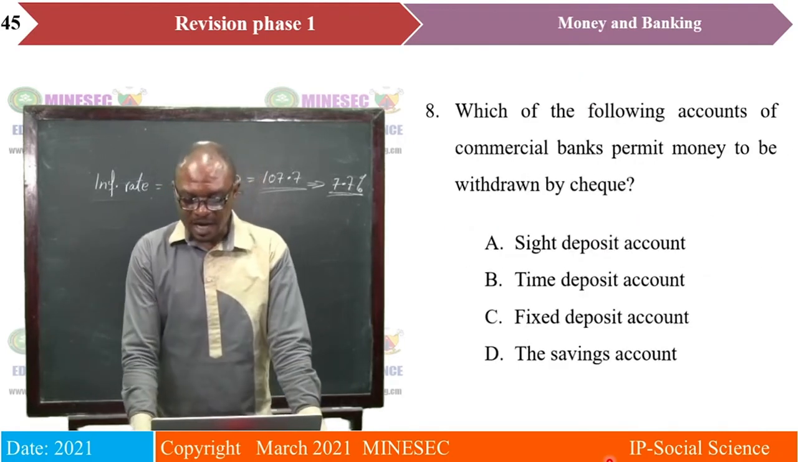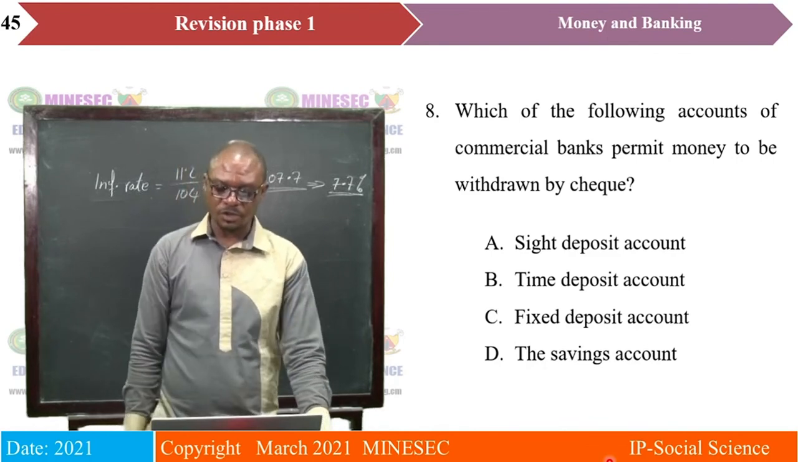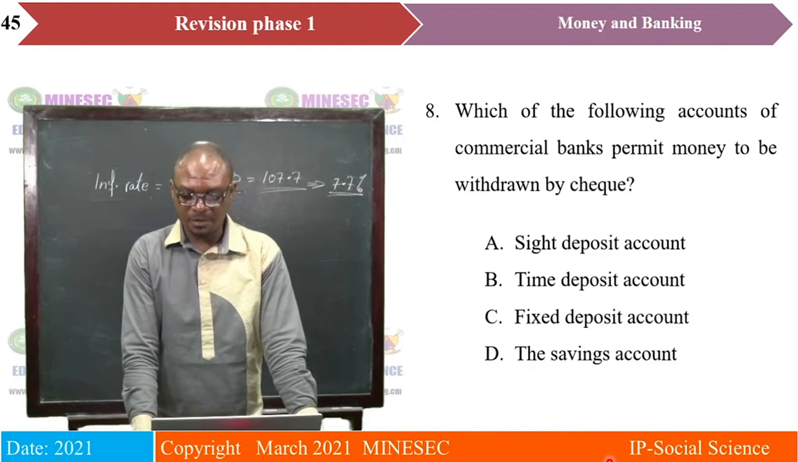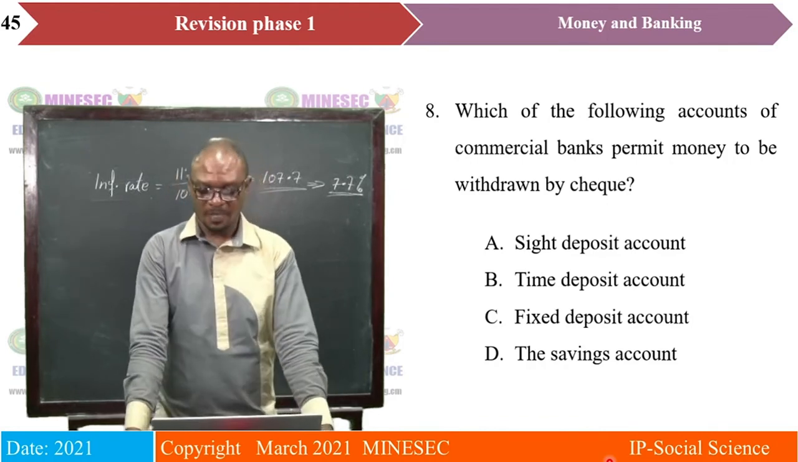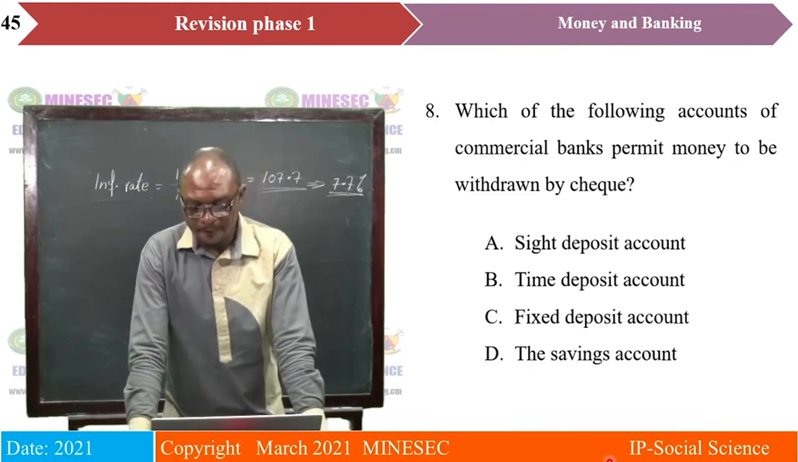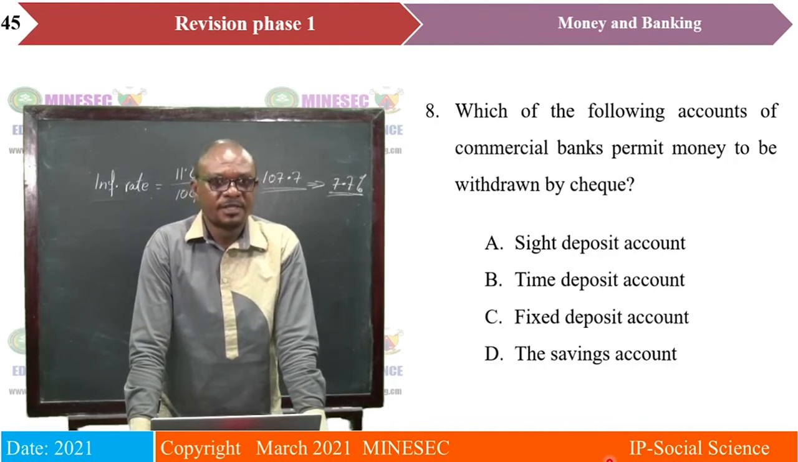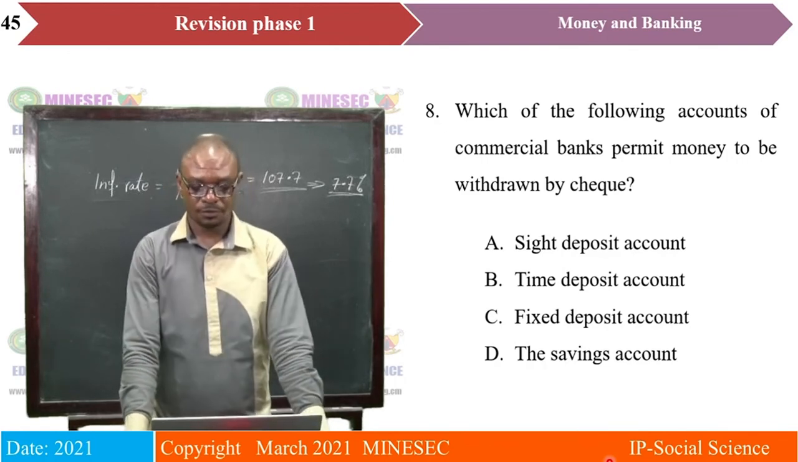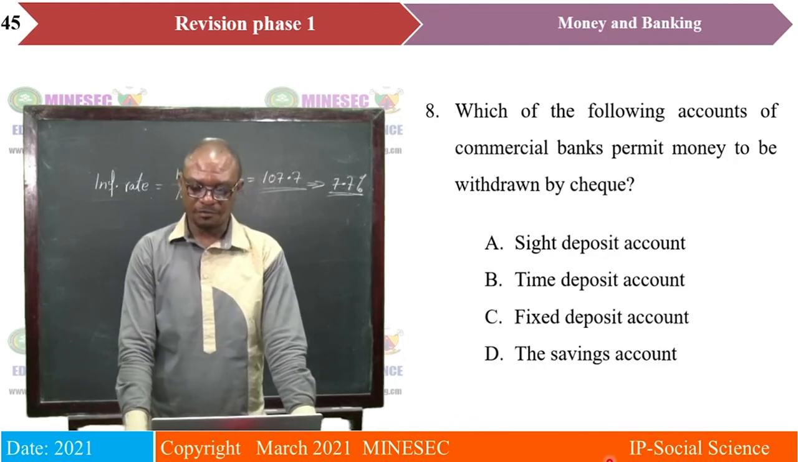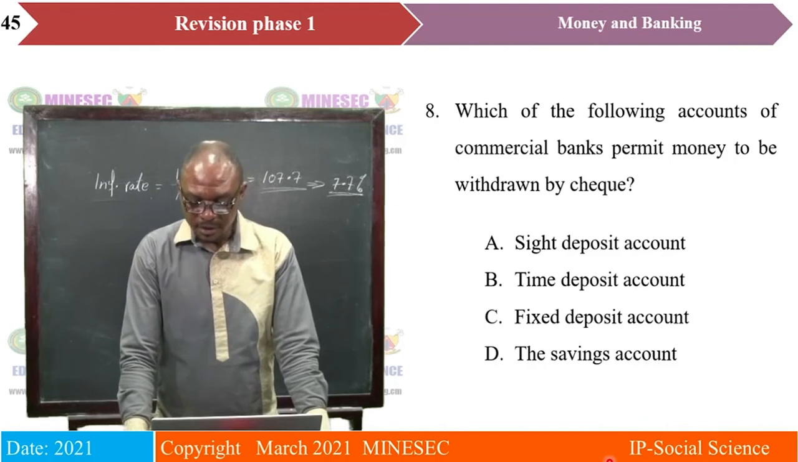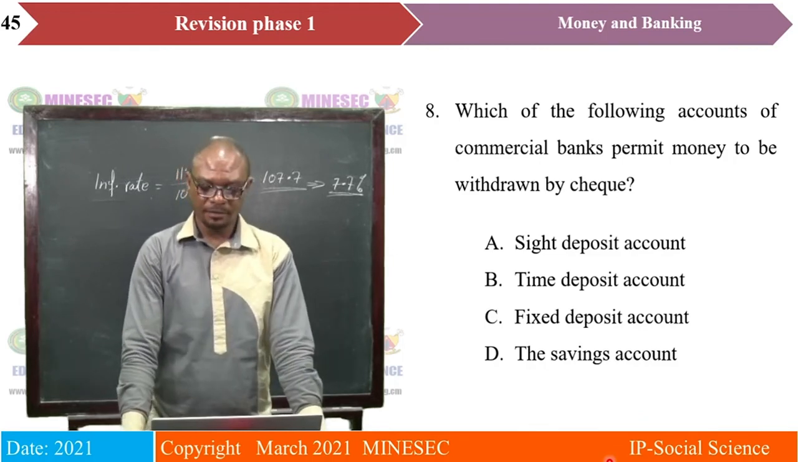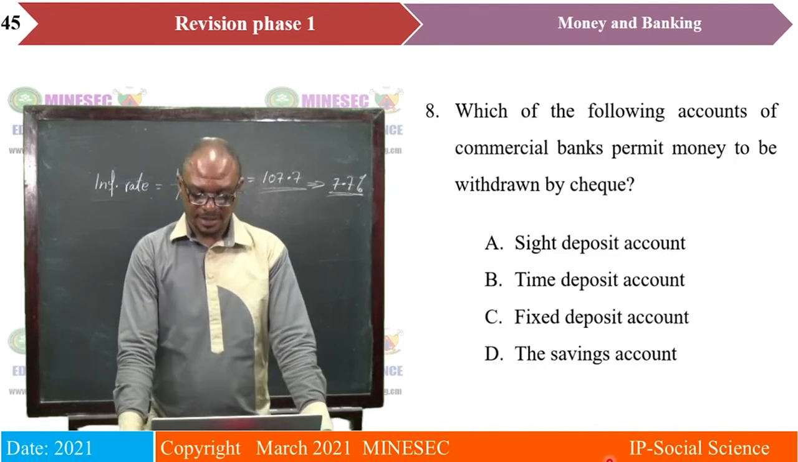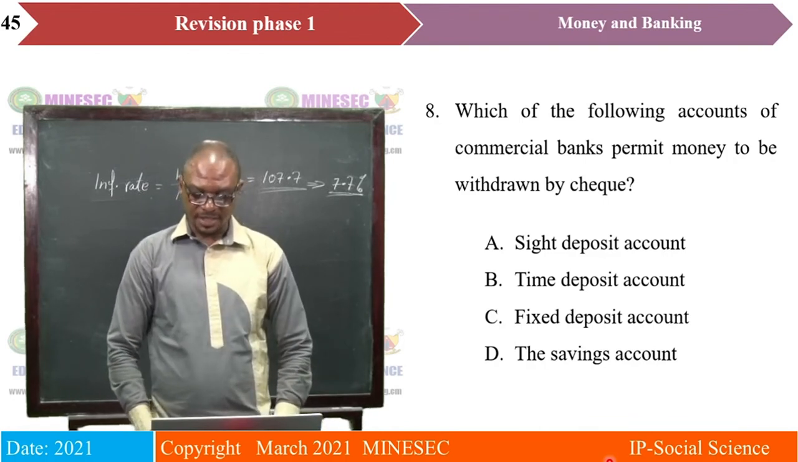Question 8. Which of the following accounts of commercial banks permit money to be withdrawn by check? A, sight deposit account. B, time deposit account. C, fixed deposit account. And D, the savings account.